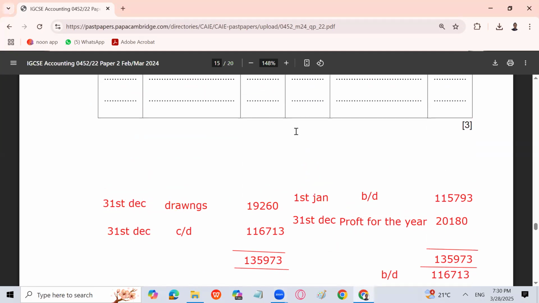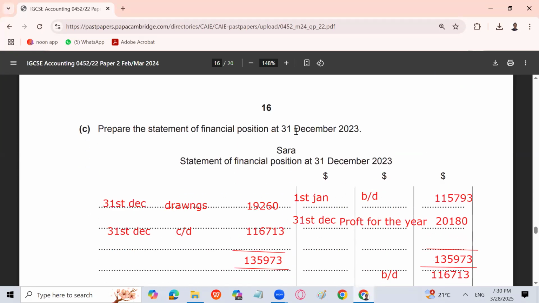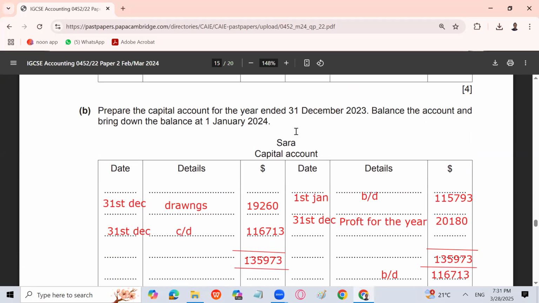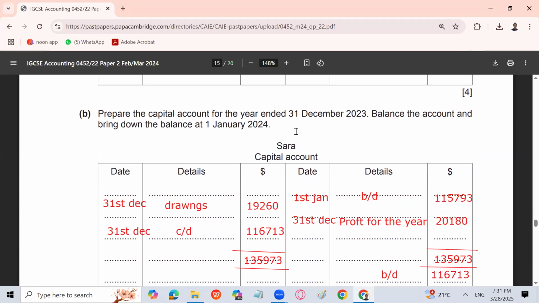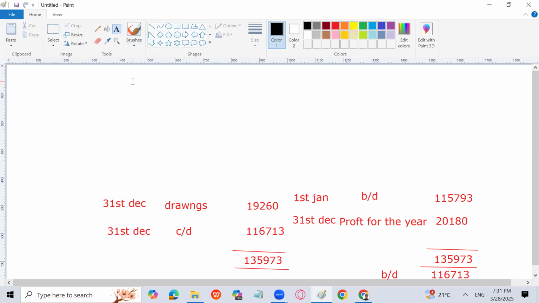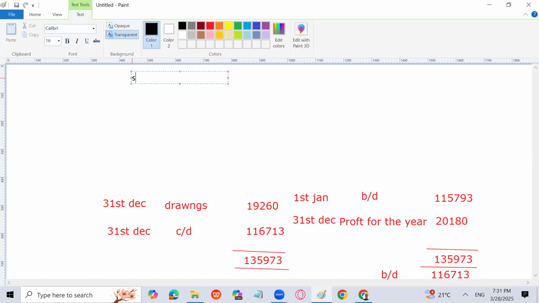It's quite easy. Now we have to prepare the statement of financial position. He didn't ask us to prepare the income statement. Why, sir? Because the income statement is already prepared. We have prepared the income statement already. You have to prepare the statement of financial position for this question. So let me prepare it.